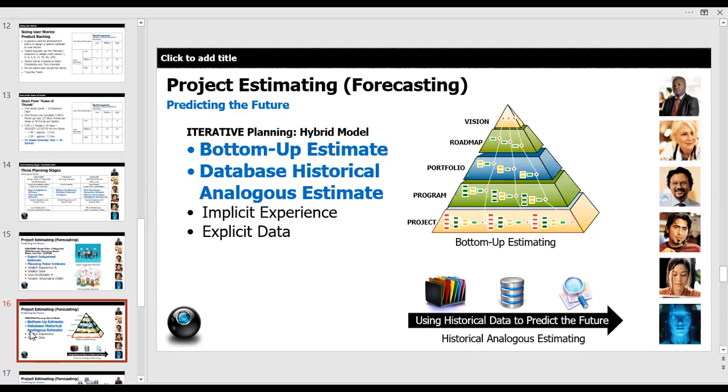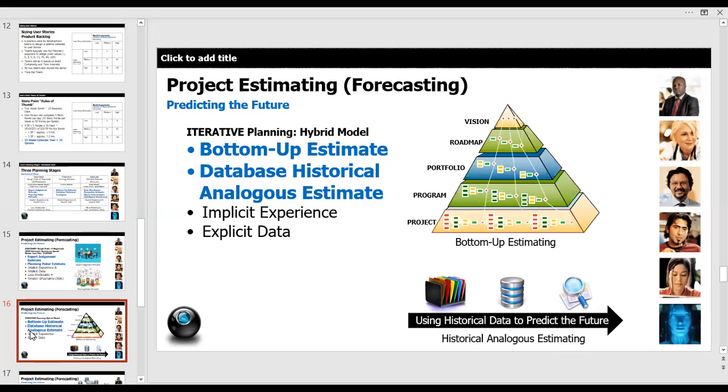Okay, so again, I have the mountain of work. That's bottom-up estimating, where you start at the bottom and all the data rolls up. Underneath that, I show folders, a hard drive symbol, and then a magnifying glass looking at the future, trying to predict the future. It says using historical data to predict the future. The black arrow is pointing directly at intelligence. This is where, the more data you accumulate, the smarter your intelligence becomes in its ability to predict the future.